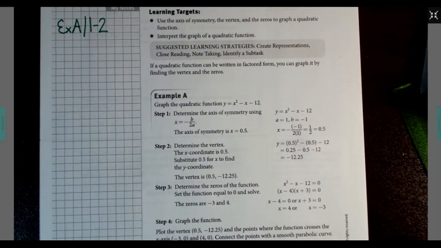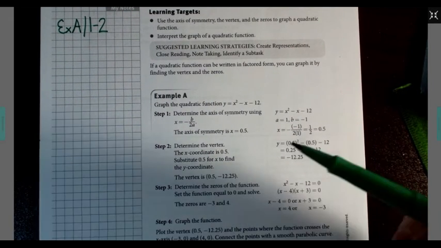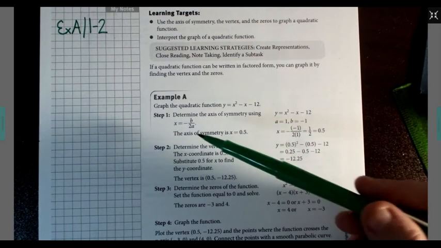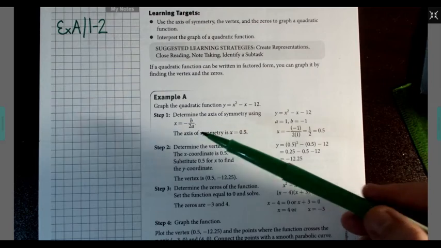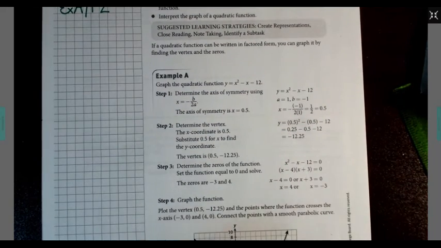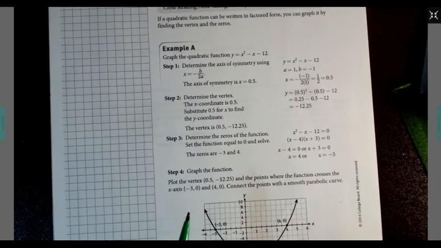Example A has been worked out for us. It says, Step 1, determine the axis of symmetry by using x equals negative b over 2a. Step 2, determine the vertex. The x-coordinate is 0.5, so substitute that in to find the y-coordinate. Step 3, determine the zeros of the function and set the function equal to 0 and solve. Step 4, graph the function.